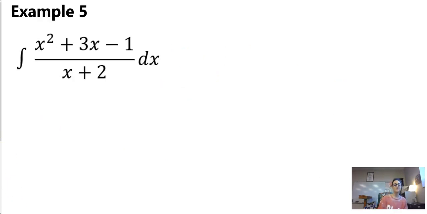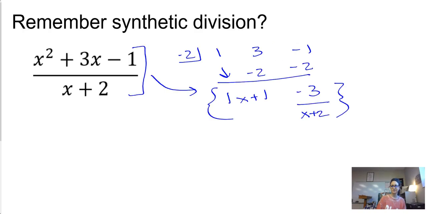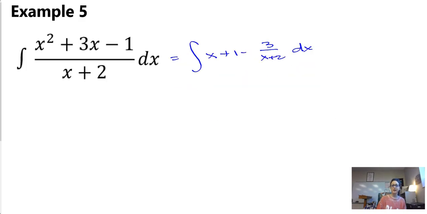Why do I care about that? Well, let's say I want to actually integrate that. Well, let's say I want to find the antiderivative. And force pause on your screen. Can you write example 5, please? Okay, so we know from the previous screen that the integrand is the same as x plus 1 minus 3 over x plus 2, right? That's what we got over here, all right?